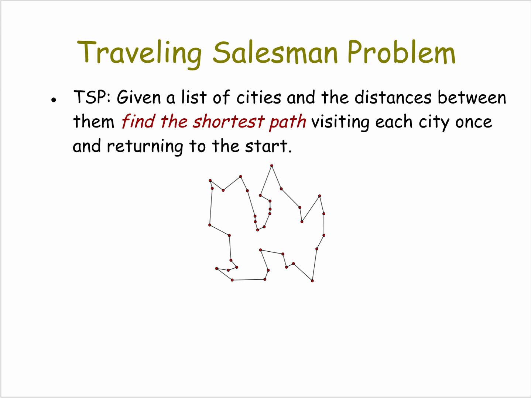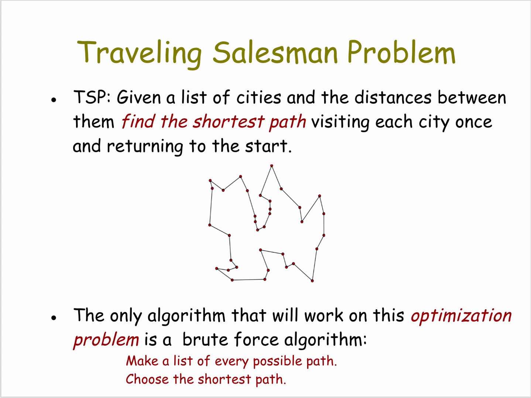One such problem is the Traveling Salesman problem, or TSP. Given a list of cities and the distances between them, find the shortest path, visiting each city once and returning to the start. This is an example of what's called an optimization problem, finding the best possible solution, optimizing the solution. And the only way to really solve this is to use a brute force algorithm. Make a list of every possible path through the cities and then choose the shortest one.